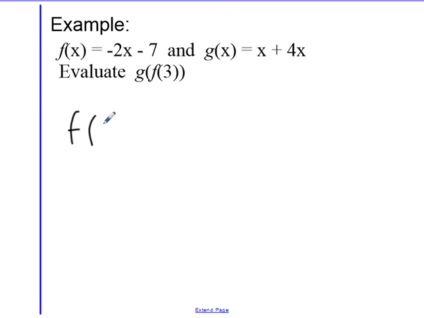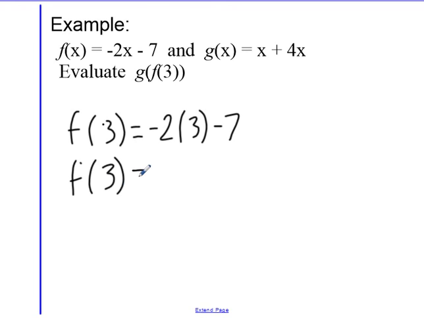f of 3 is equal to, remember this says to plug the 3 into the f's x, which is right here next to the negative 2. So negative 2 times 3 minus 7. f of 3 is equal to negative 6 minus 7, which would be negative 13.